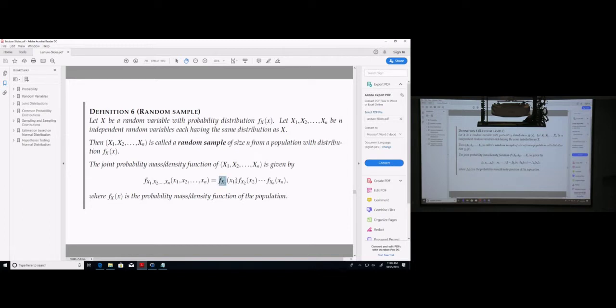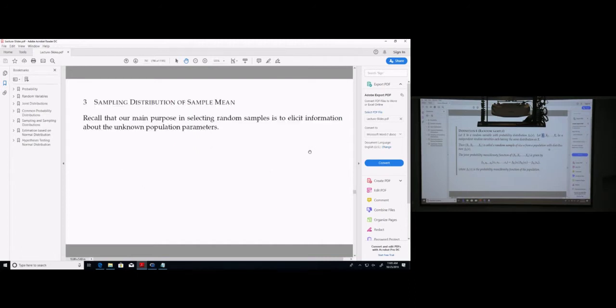But this is the basic theory or the basic assumptions of random sampling, meaning that each of the values are coming from the population, and then the outcomes of each of the random variables are independent of one another. All right, so this is our independent, identically distributed situation.